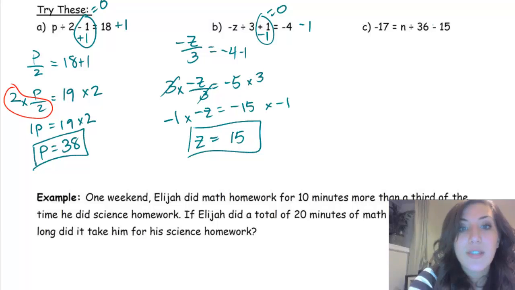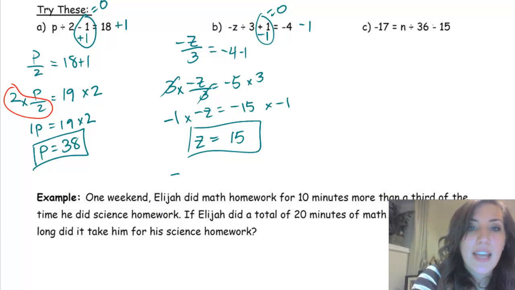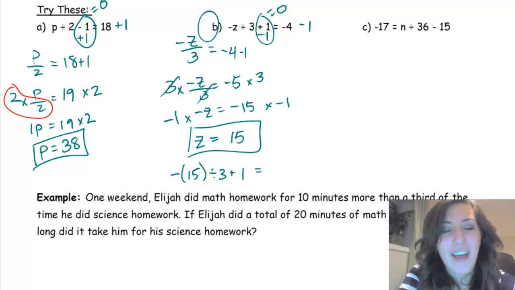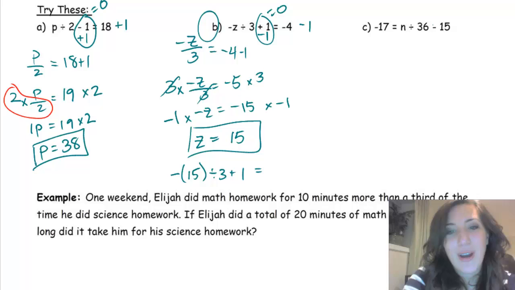Now the way you want to plug this one back in is keep that z from the beginning, so negative, and then wherever the z is, that's where you put the new number, and that divided by 3 plus 1. And if you plug that in, negative 15 divided by 3 is negative 5, plus 1 is negative 4. There you go. That equals negative 4.